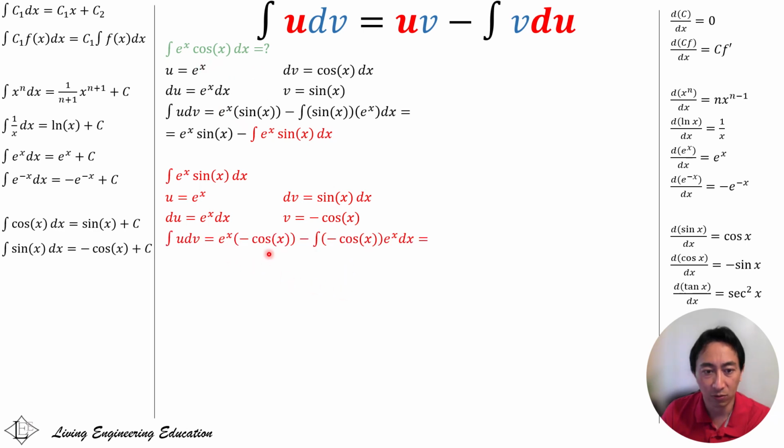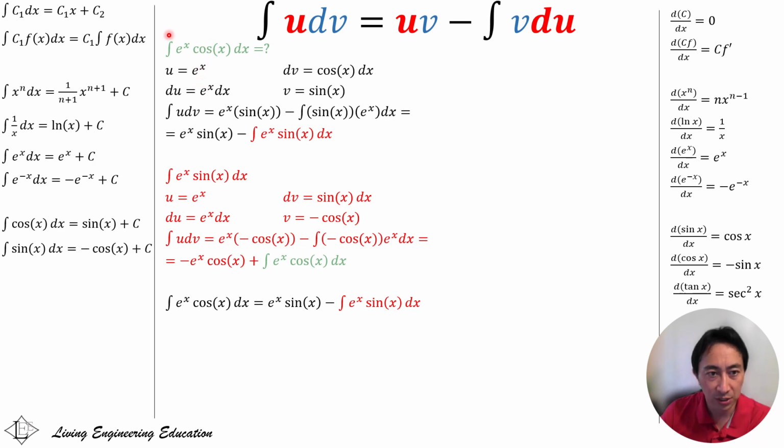So uv minus integral v du. Clean this up a bit, we get negative e^x cosine x plus the integral of e^x cosine x dx. Remember, this whole quantity here is this integral term here, which is equal to my original form. So let's plug that back in and compress it all into a single equation.